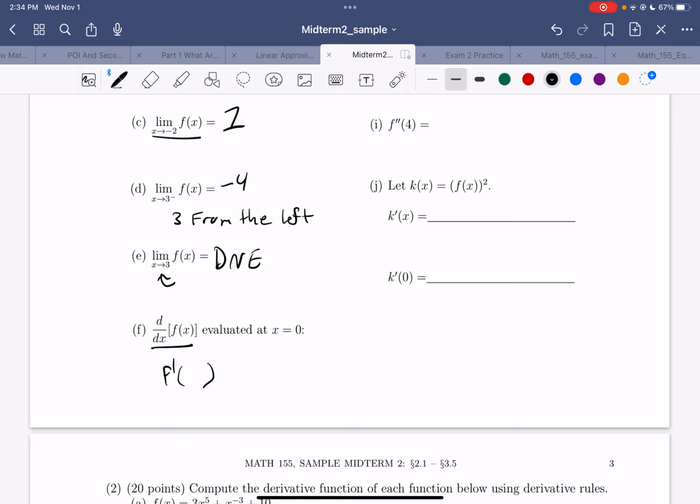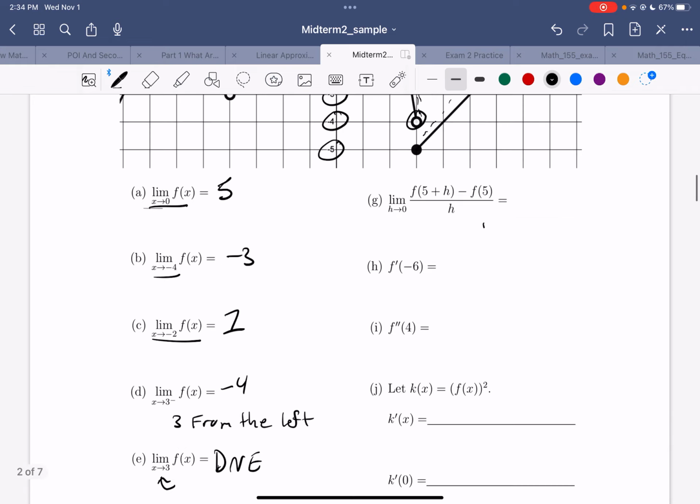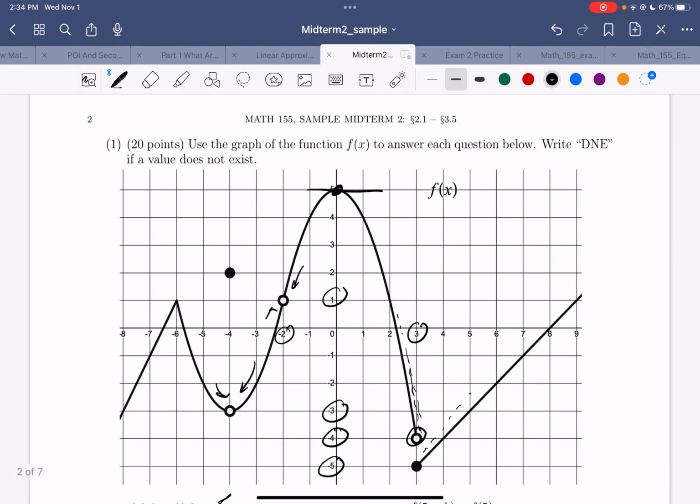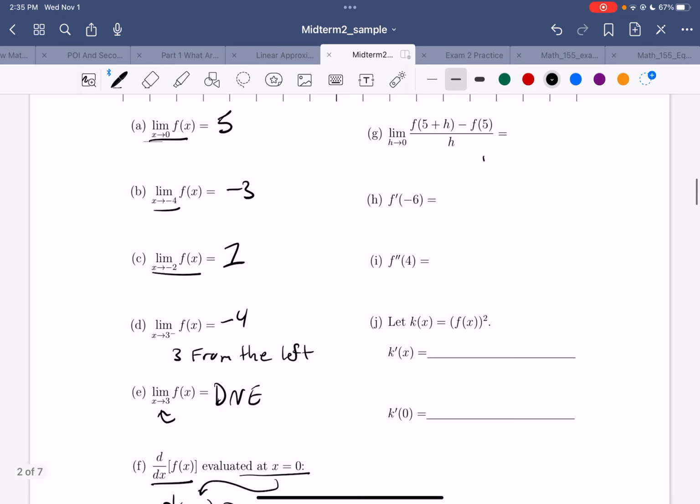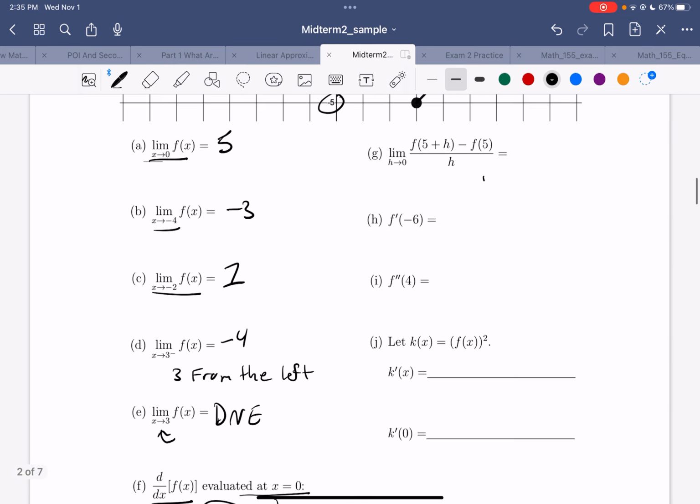Okay. All right. Now d dx of f, that is f prime. So we just want the derivative, and it's evaluated at x equals 0. So we want the derivative at 0. So we want the slope of our graph at x equals 0. So let's see. Well, that'd be right here. The slope is 0. If I was standing at the top of this hill and I was a really, really tiny person, it would feel like it was flat. So that slope is 0.